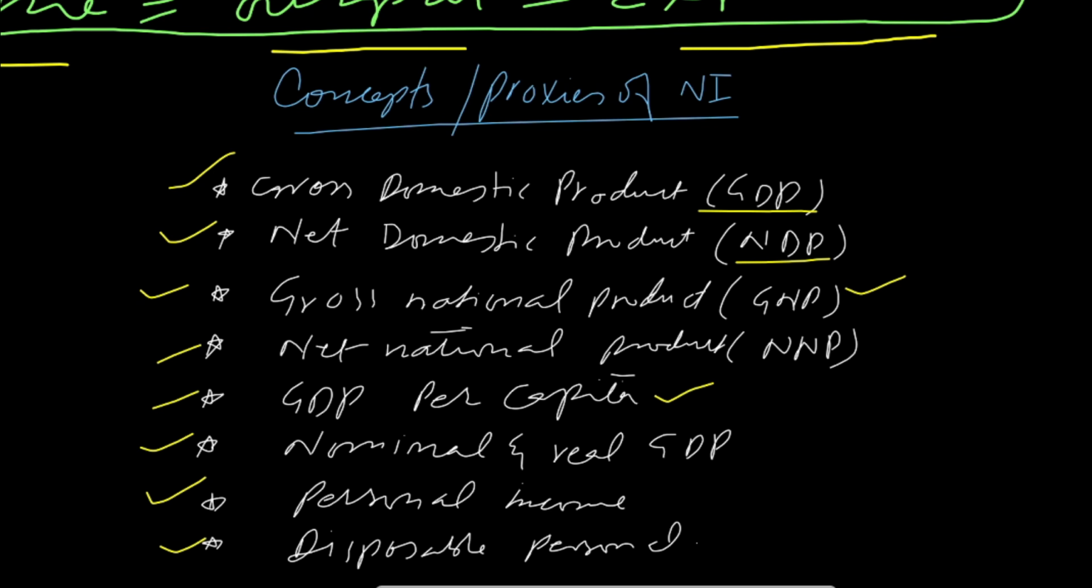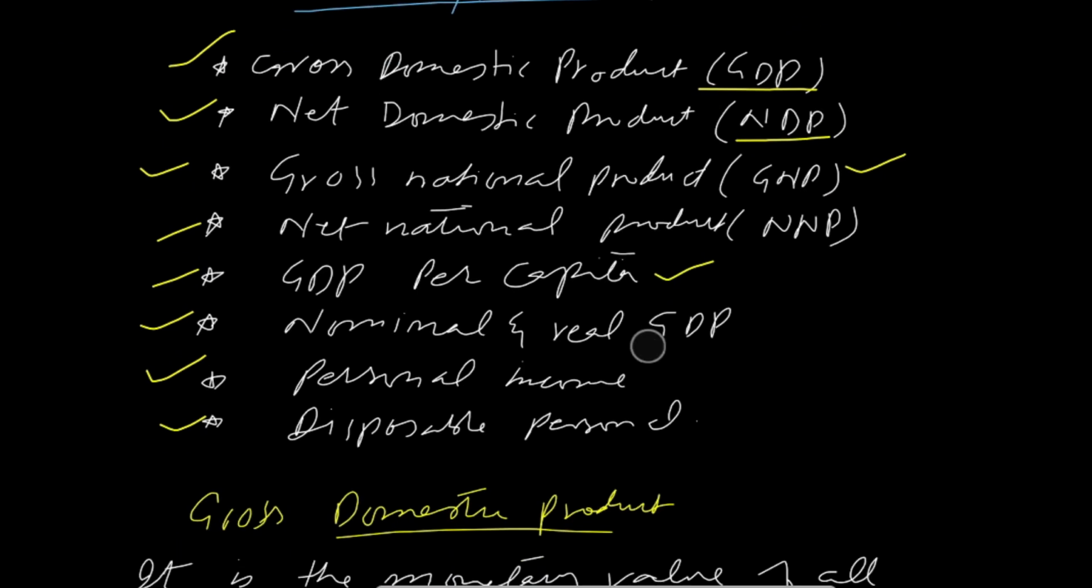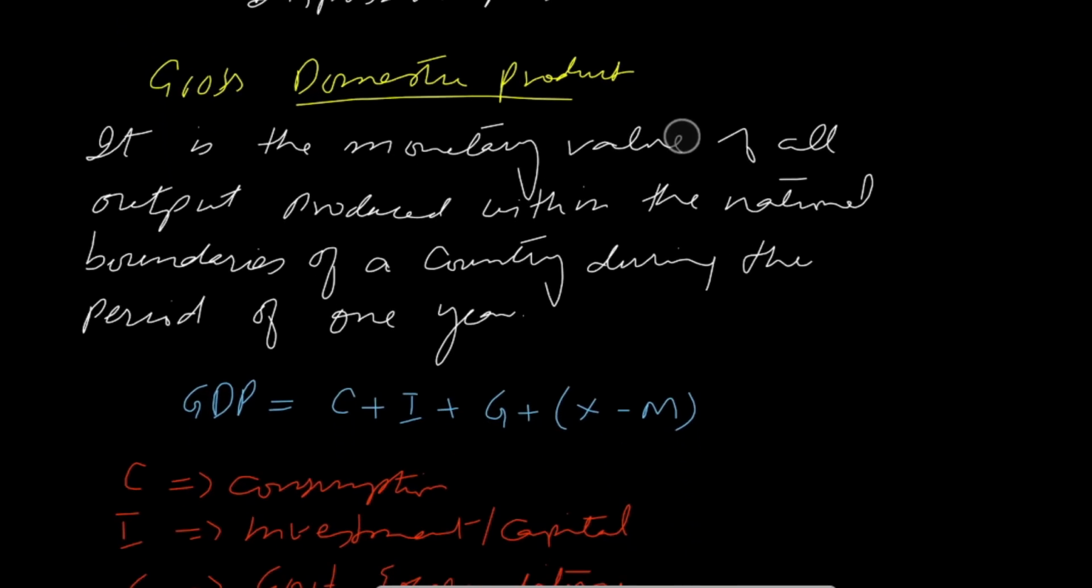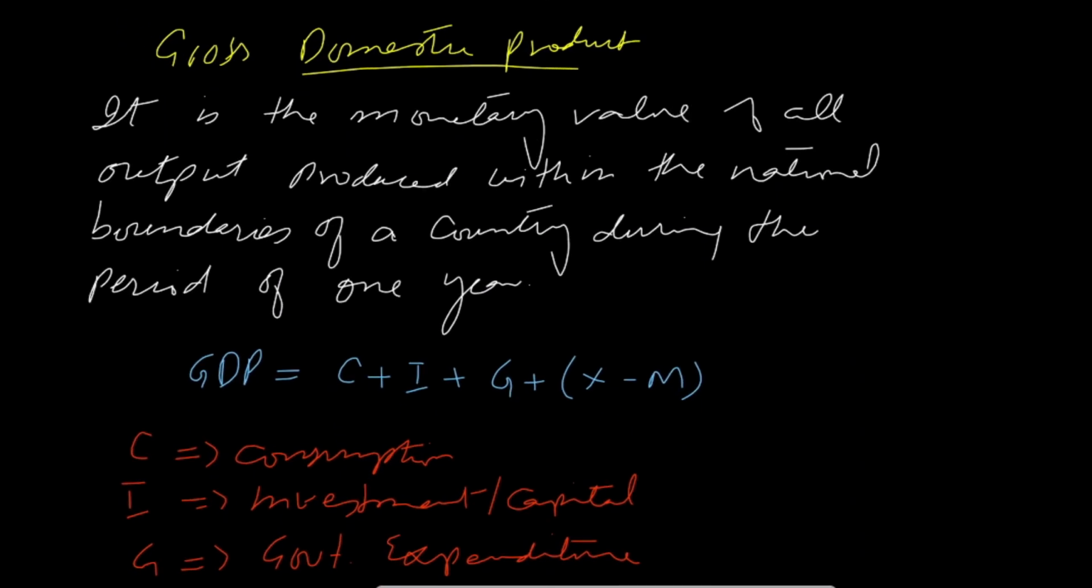Since these concepts are huge and cannot be covered in one lecture, I will be explaining them in subsequent videos as well. So starting with gross domestic product. Gross domestic product or GDP is defined as the monetary value of all output produced within the national boundaries of a country during the period of 1 year.